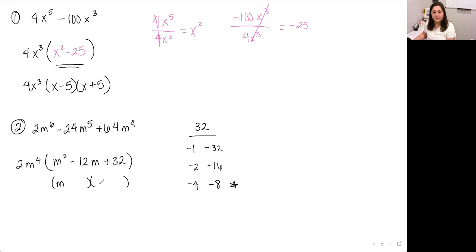So I have m times m, and then negative 4 times negative 8 is positive 32. But when I add negative 4 and negative 8, I get negative 12. Don't forget to leave this first one up front. And then that's my final answer. Okay. All right, let's take a look at number 3.